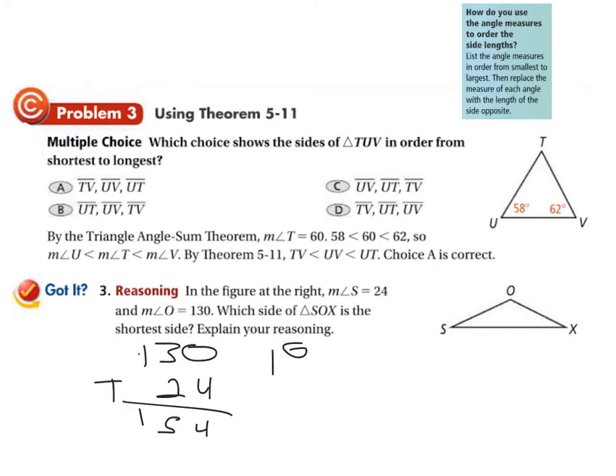So if we did 180 minus 154, we would find that the other angle is 26 degrees, and that's actually slightly larger than the angle S. And so we can say, okay, angle S is the smallest, so the shortest side is going to be the opposite side, OX. So the answer will be side OX.